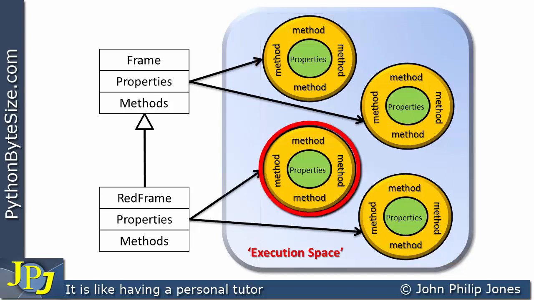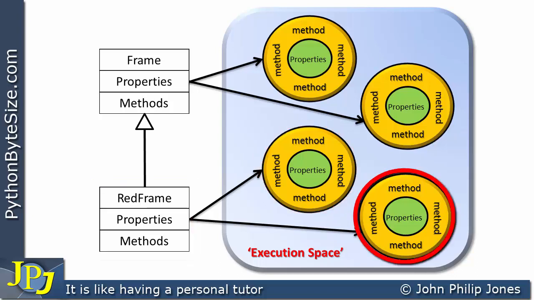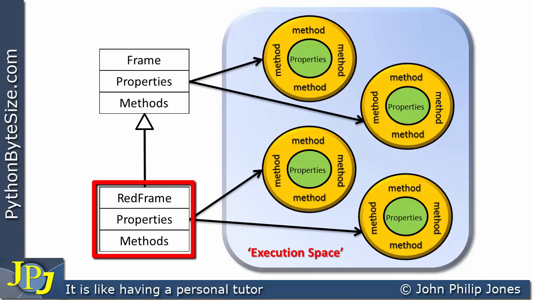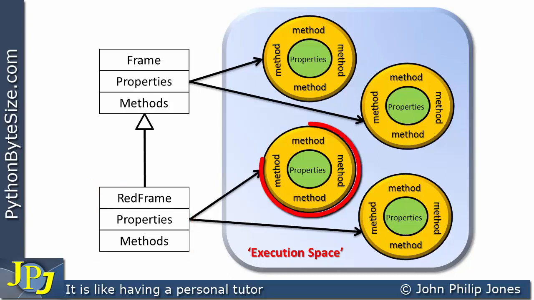So this one will use the self that was declared in the initialization of this class, and this one will have access to that self that was declared in this class. But the values that are in that self are different. This one has its own ID, and this one has its own ID.